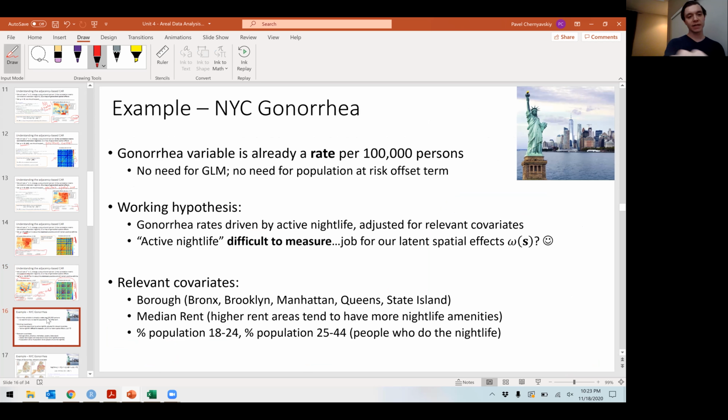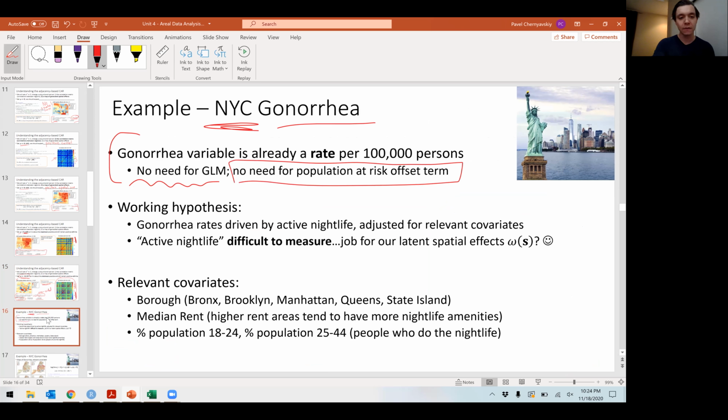We will go back to my hometown of New York, and we will look at gonorrhea. We've looked at it in previous lectures, so I'll continue looking at that now. The gonorrhea variable is already a rate. And so we don't need a GLM. That's why I want to look at this first. We don't need a Poisson. We don't need a negative binomial. We don't need a binomial. It's already a rate per 100,000. So there's also no need for a population at risk offset term.